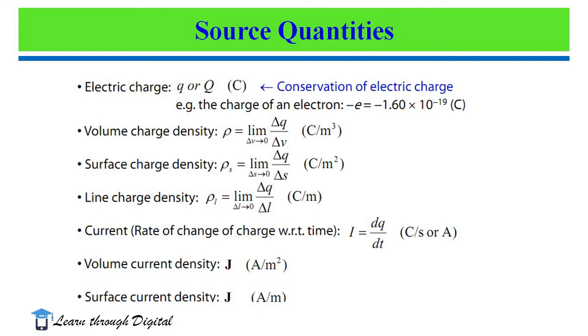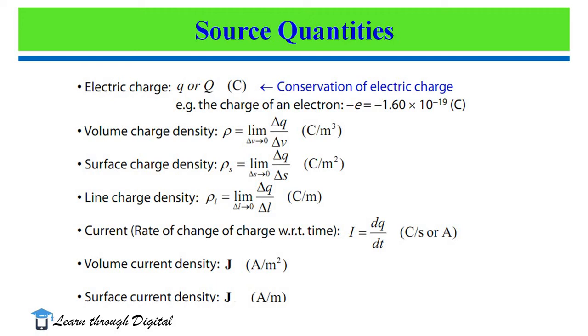The next quantity is current. Current is the rate of change of charge with respect to time, that is, I is equal to dq by dt, and the unit is ampere, where I itself may be time dependent. The unit of current is coulomb per second or amperes. A current must flow through a finite area, such as a conducting wire of a finite cross section. Hence, it is not a point function.